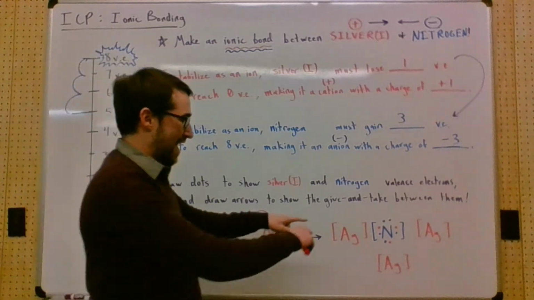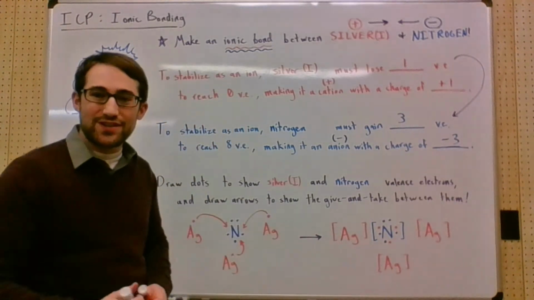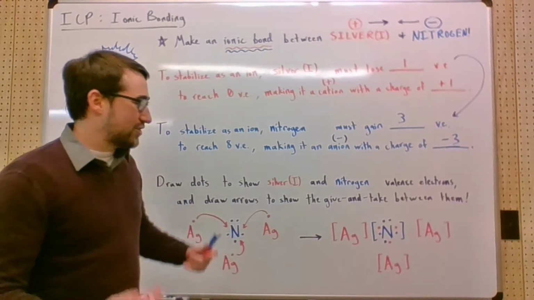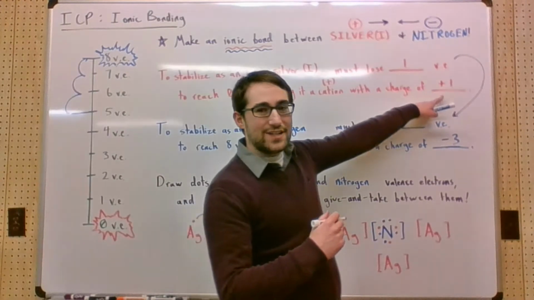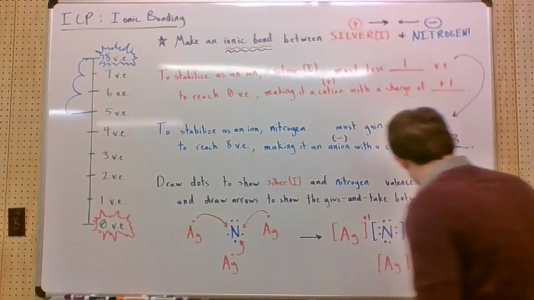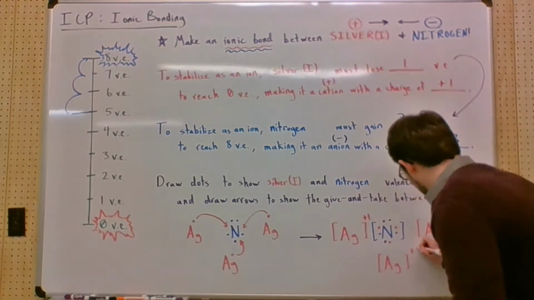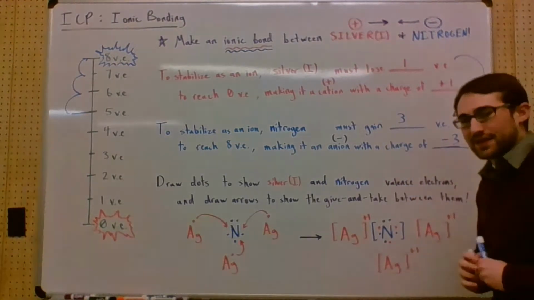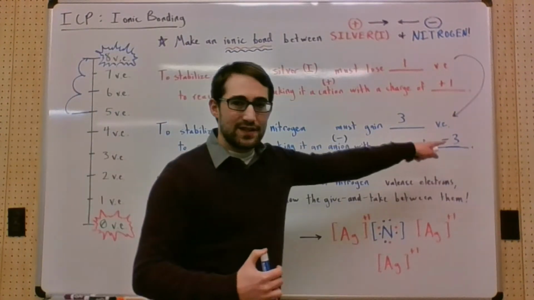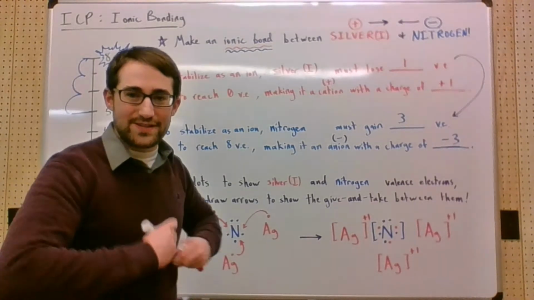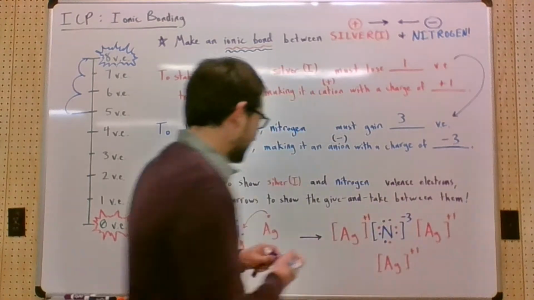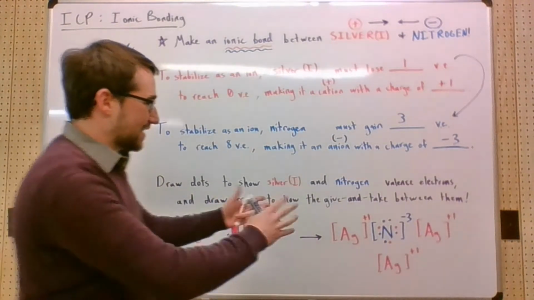Now, we have them in brackets here to show they're going to have charges, and we put the charge in the top right of that little set of brackets. So each silver ion should have a charge of +1, just like we said before. +1, +1, +1, like that. And our nitrogen should have a charge of -3 from picking up those 3 valence electrons. Okay, and that is our ionic compound.